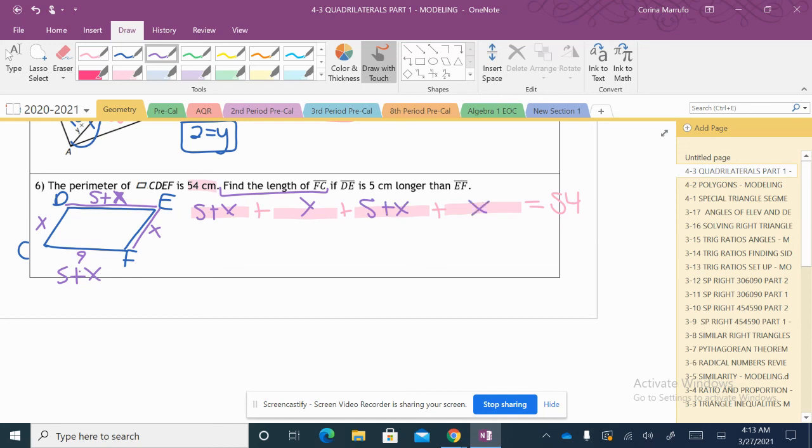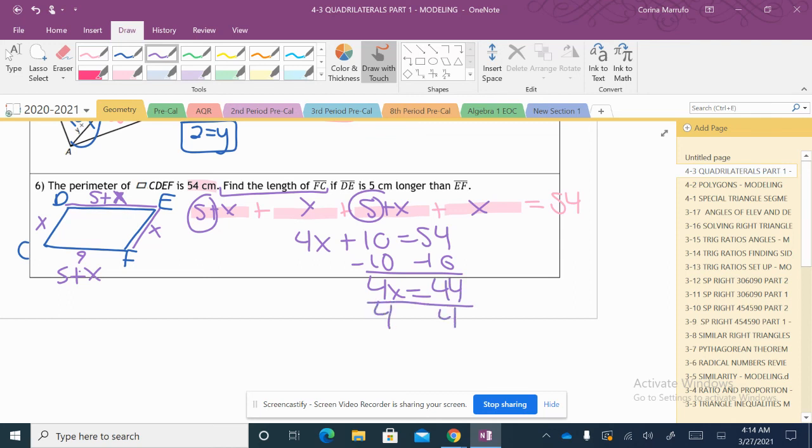Here we have a total of 4 X's. We combine the 5's. 5 plus 5 is 10, equals 54. And we're going to start solving for X by moving over the 10 first. So we get 4X equals 44 when we subtract 54 minus 10. We divide by 4 and we get X equals 11. But that's not what they're asking us for. They're asking us for C to F. So we're going to do 5 plus 11, which gives us 16 units, centimeters. And that's it.